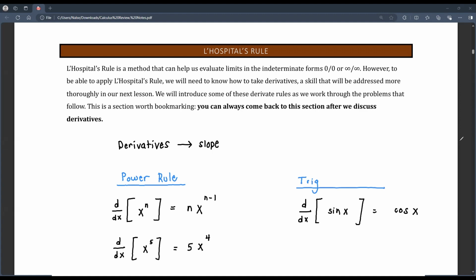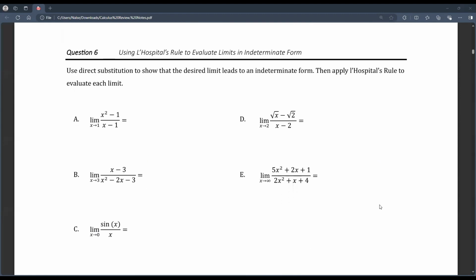L'Hopital's rule allows us to evaluate limits in the indeterminate form 0 over 0, or infinity over infinity. We can take derivatives of the numerator and denominator independently to get into a place where direct substitution reveals the value of the limit. Part A, evaluated through L'Hopital's rule, shows that the limit is 2.